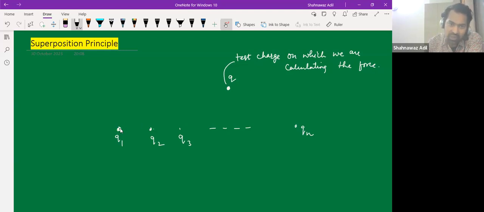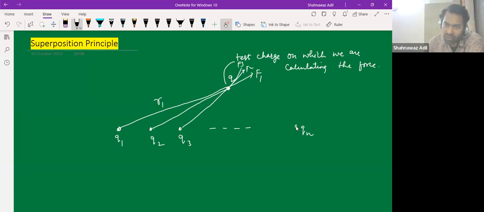So due to this Q1 charge, the force would be in this direction, right? That is F1. And let's say the separation is R1. Due to this charge, this would be the force F2. Due to this charge, this would be the force F3, and due to this charge, this would be the force Fn, right? So these are all vectors, because Coulomb force is a vector quantity, right? Force is a vector quantity.